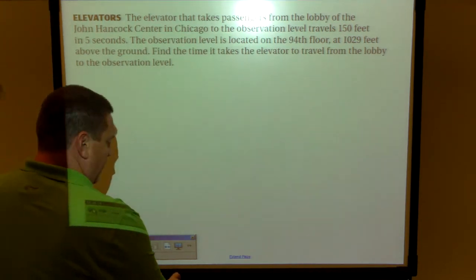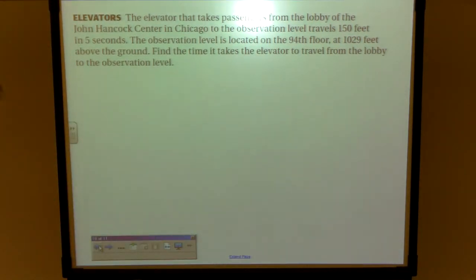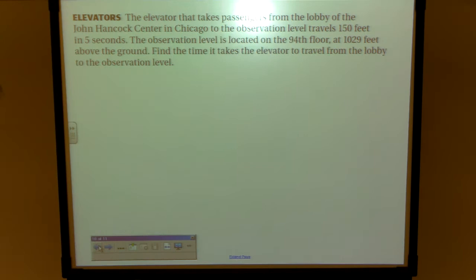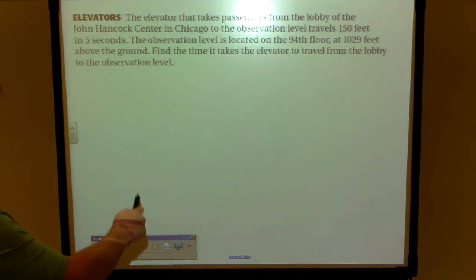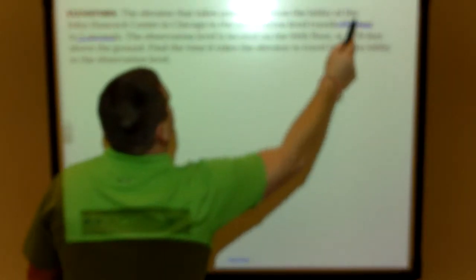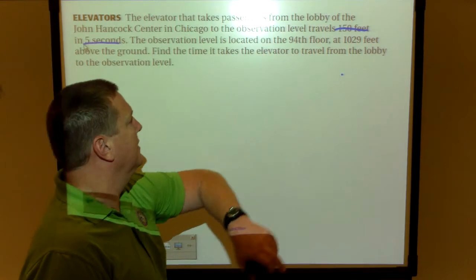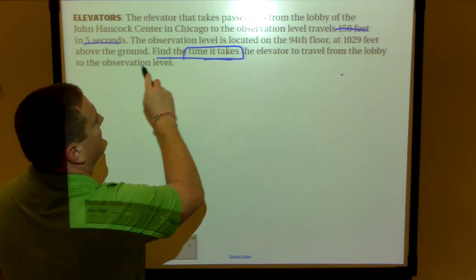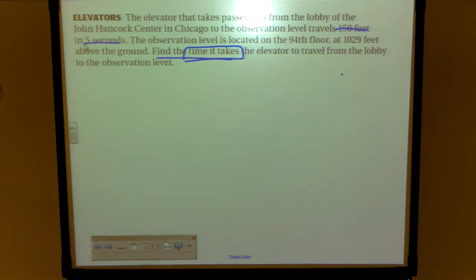Okay, here's a word problem. Elevator takes passengers from the lobby of the John Hancock Center in Chicago, travels 150 feet in 5 seconds. So it travels 150 feet in 5 seconds. The observation level is located at the 94th floor, which is at 1,029 feet. That's above ground level. Find the time the elevator has to travel from the lobby to the observation level.